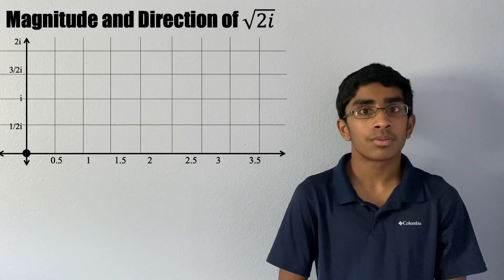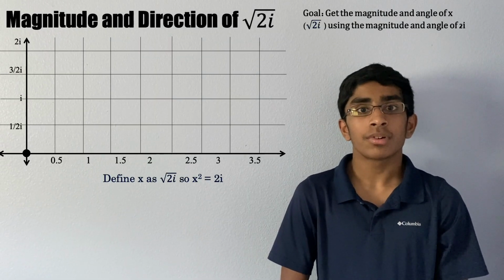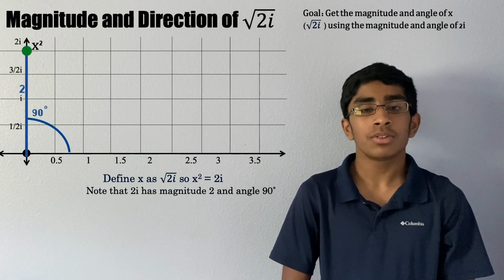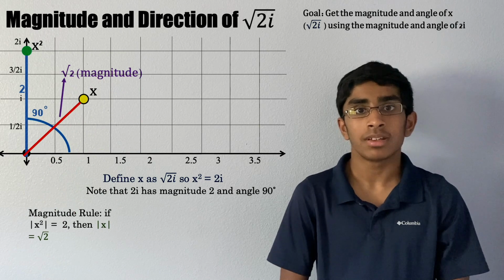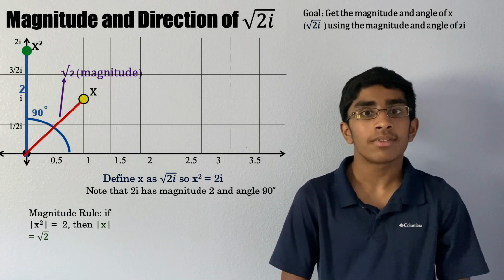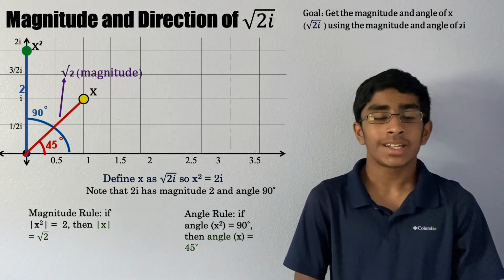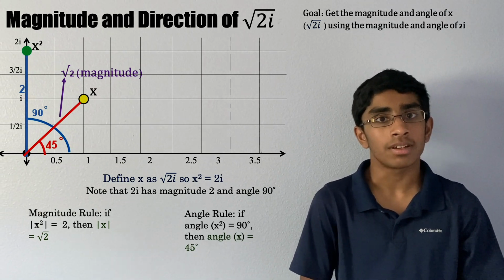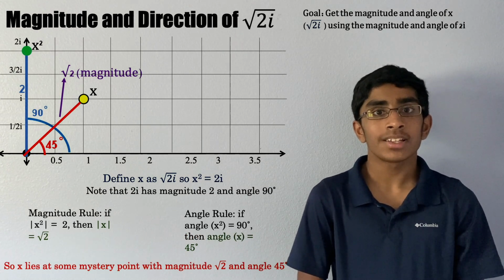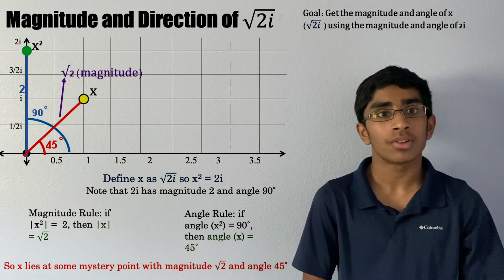Recall that our problem was the square root of 2i. If we define this number as x, then x squared equals 2i. And remember that the magnitude of 2i is 2 and the angle is 90 degrees. So if the magnitude of x squared is 2, then the original magnitude of x must be the square root of 2. And if the angle of x squared is 90 degrees, then the original angle of x must be 45 degrees. So x lies at a point that is square root of 2 away from the origin and an angle of 45 degrees.